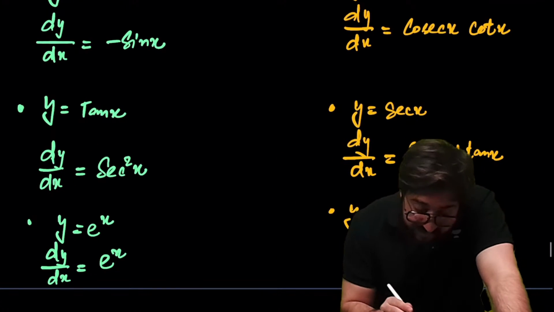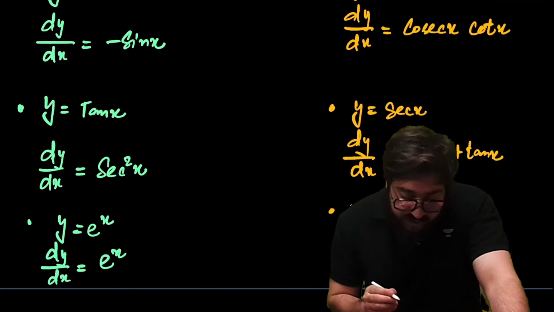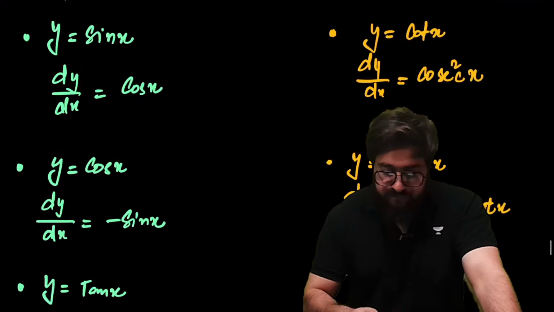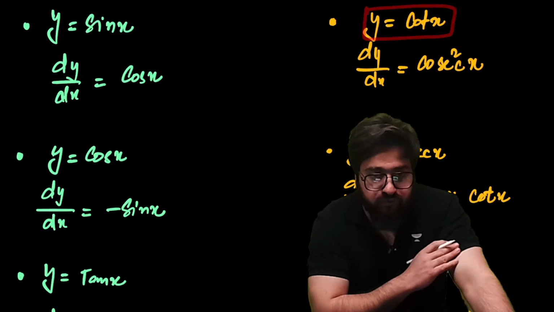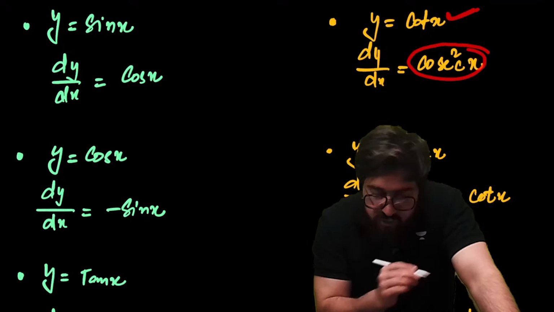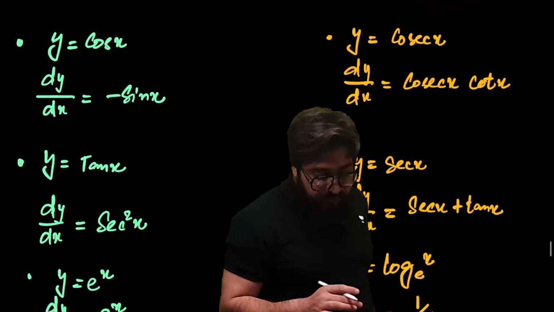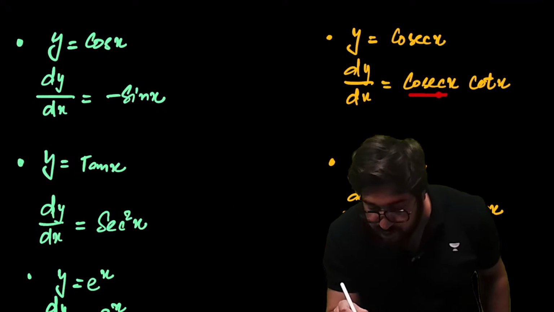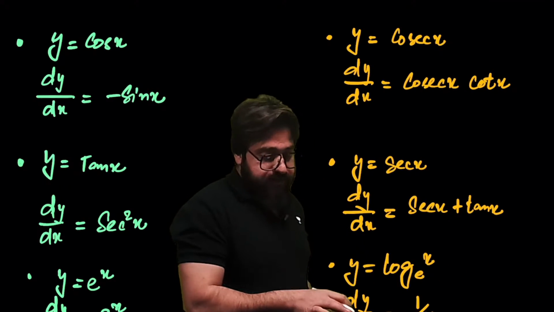If you have e raised to the power x, and you have to differentiate it, its differentiation is e raised to the power x only. Now, my dear friends, if you have y is equal to cot of x, its differentiation is, sorry, minus cosec square of x. And if you have cosec x, its differentiation is minus cosec x into cot x.